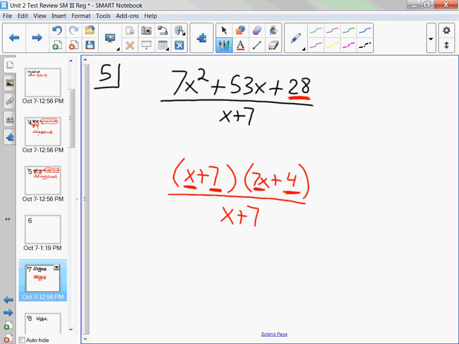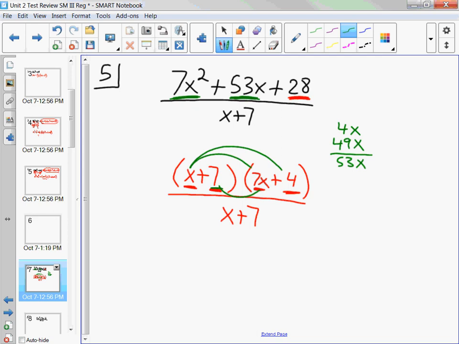So we can check this out now. I can multiply this back together to see if it works. I know that x times 7x is 7x squared. I know that x times 4 is 4x. I'm going to write that over here because this is going to be part of my middle term. I know that 7 times 7x is 49x. And if I add those two together, 4 plus 49 is 53x. That is my middle term.